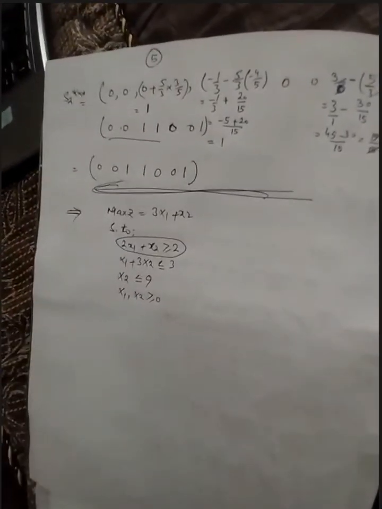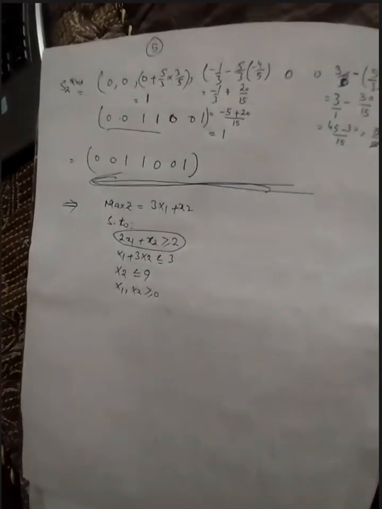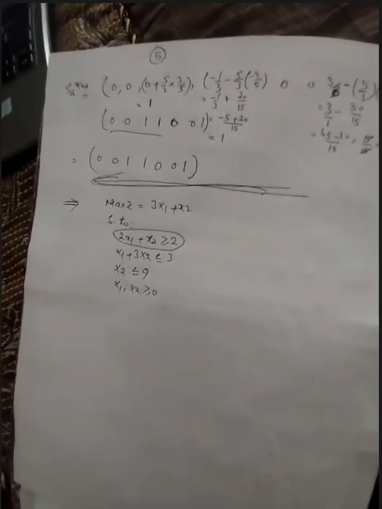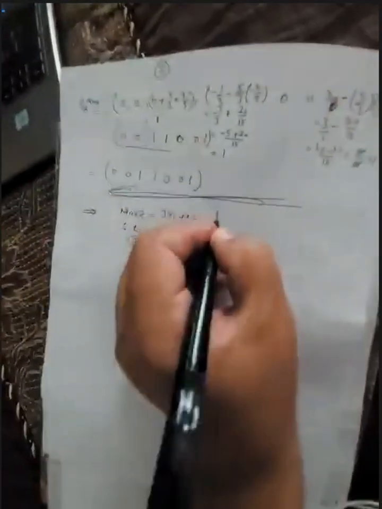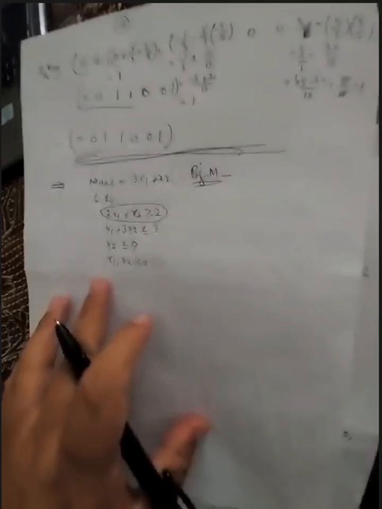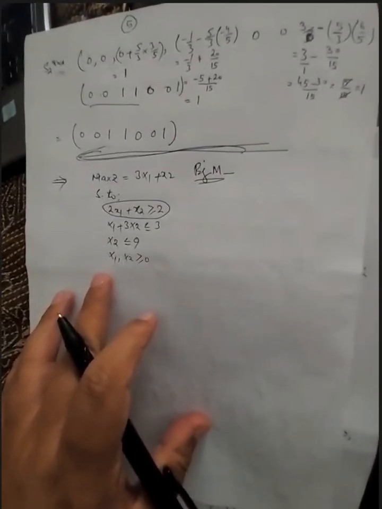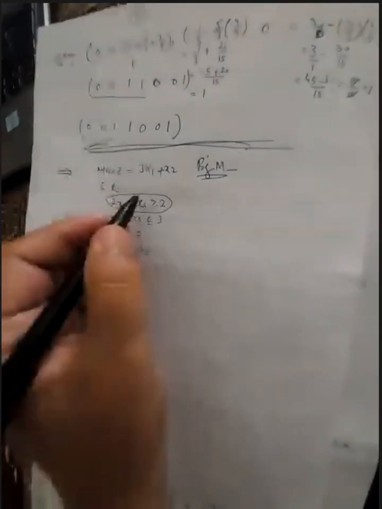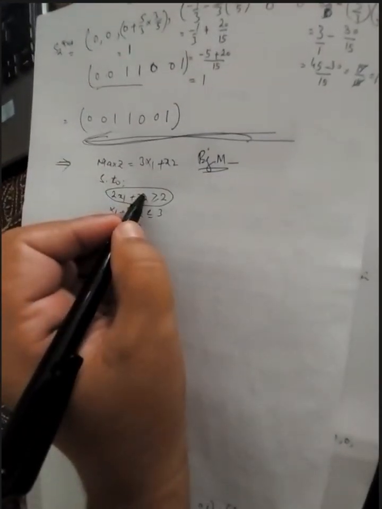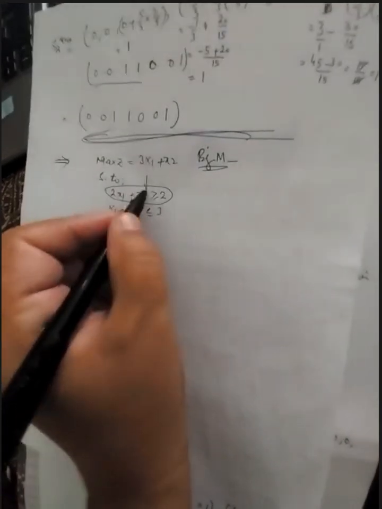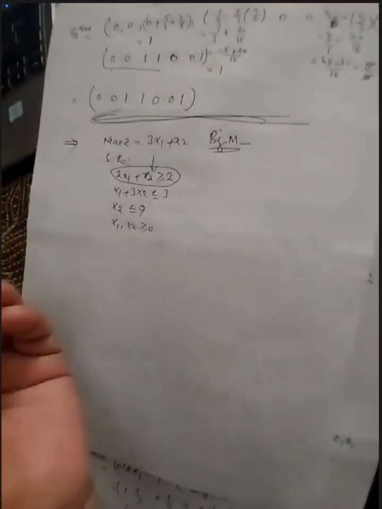Okay, so here we will discuss what if the function was maximization and we need to do it using the big M method. Okay, so similar to the other one, here we have a greater than or equal to constraint. So here we will add an artificial variable.